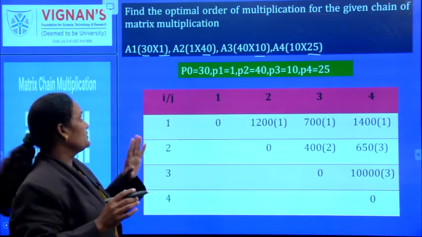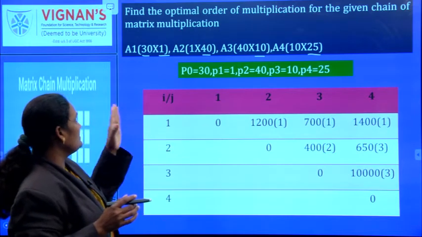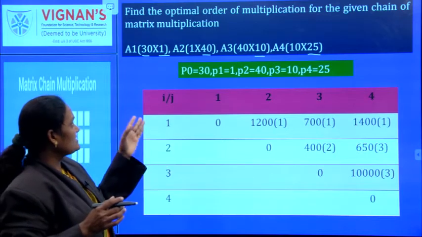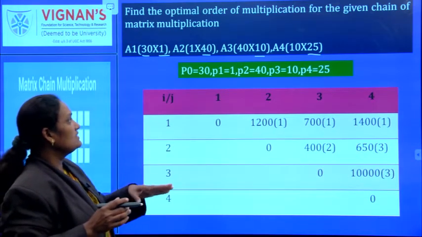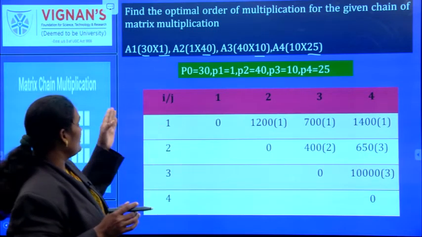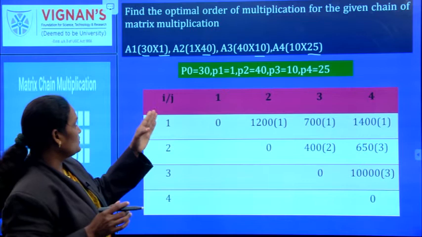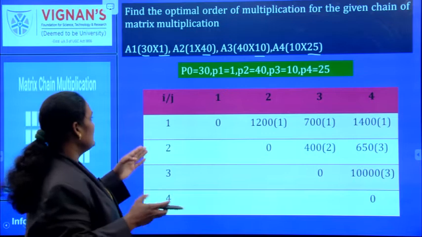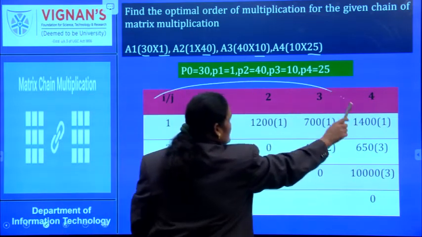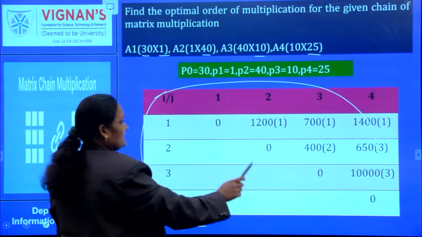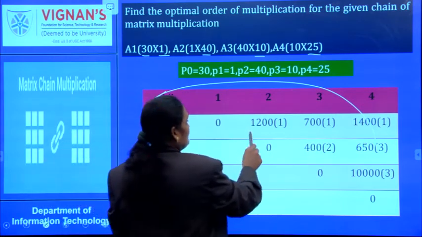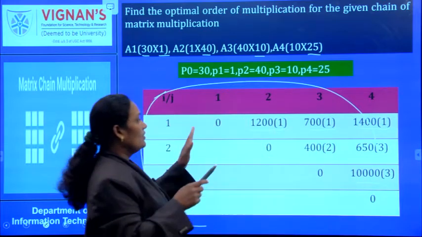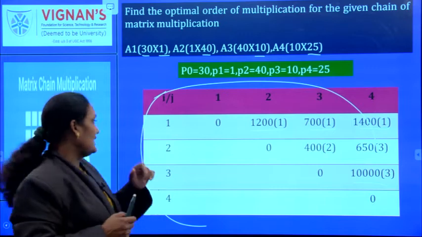Now here you are given the dimensions as 30 by 1, 1 by 40, 40 by 10, 10 by 25. I can represent those dimensions as single values P0 to P4. Now P0 is 30, P1 is 1, P2 is 40, P3 is 10, and P4 is 25. Here these are the various subproblems that I am obtaining by solving this. These are the values that we obtain by solving this problem. Now how to obtain these values? I will explain.